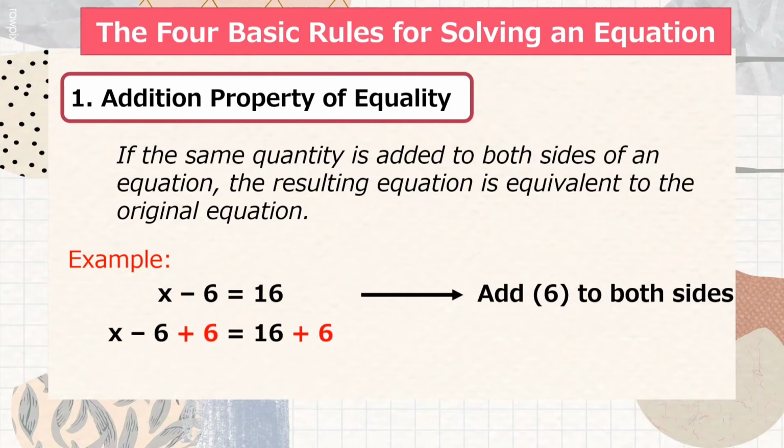So we have x minus 6 plus 6 is equal to 16 plus 6. Since negative 6 plus 6 is equal to 0, negative 6 is now eliminated. What is left here is x. So the value of x here is x is equal to 16 plus 6, which is 22.